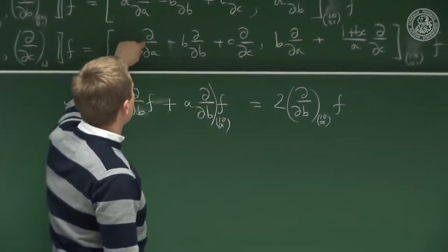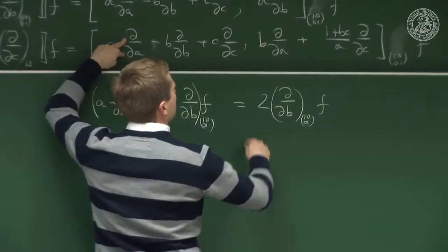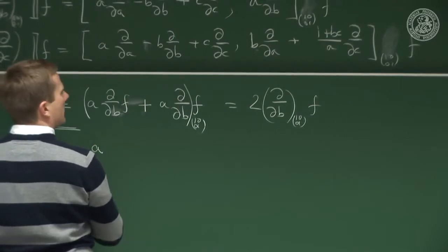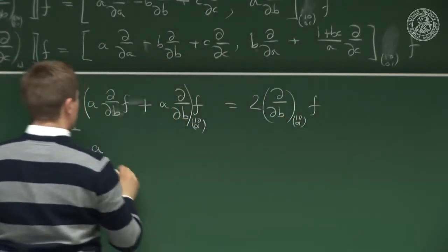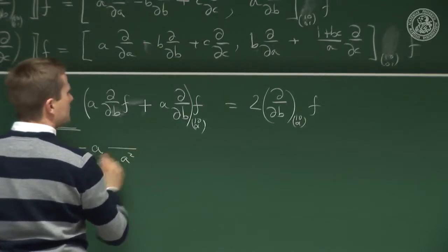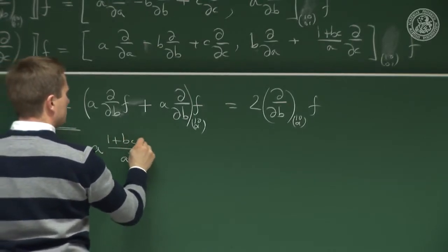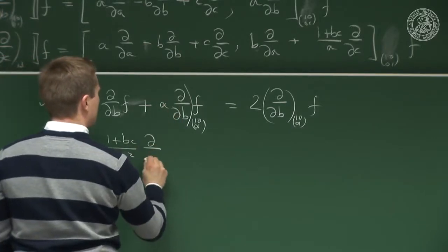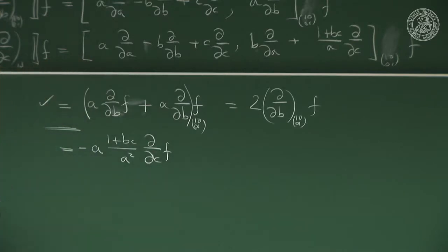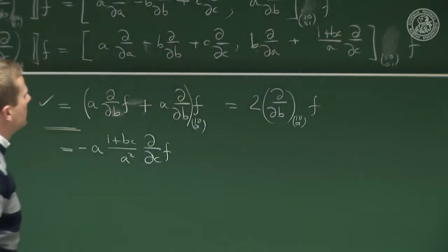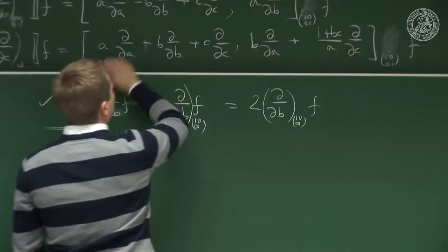A d by dA. On what can it act non-trivially? Well, if the factor contains an A. This doesn't, but this one does. So it's A times, now we act on here, the derivative is of course minus 1 over A squared, 1 plus BC. That's this non-trivial action, and what remains is the d by dC on F. There will be an extra term from the product rule, but it's a second derivative. We can drop it.